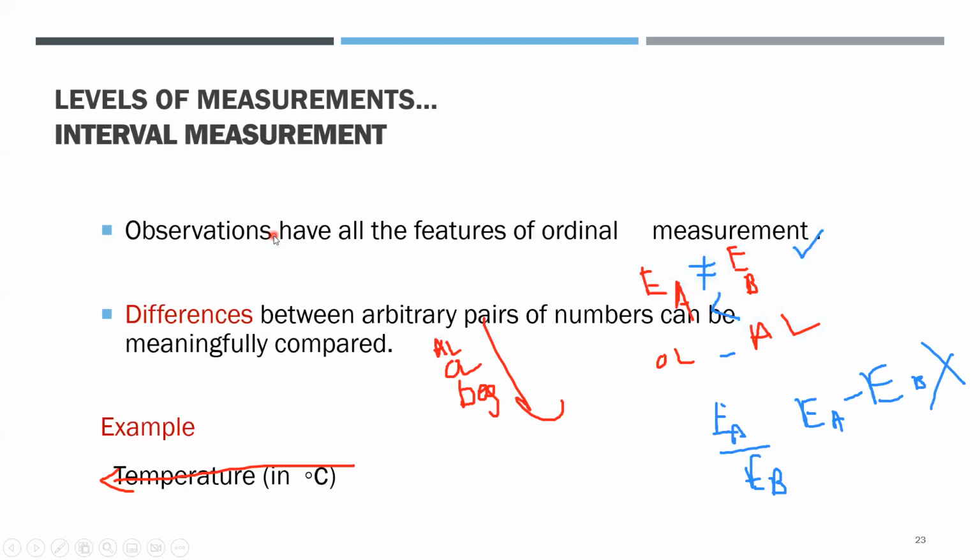And then we come to the next part, interval scale measurements, right? So there, in interval scale measurements, observations have all the features of ordinal measurements, and here you can easily calculate the differences between arbitrary pairs.